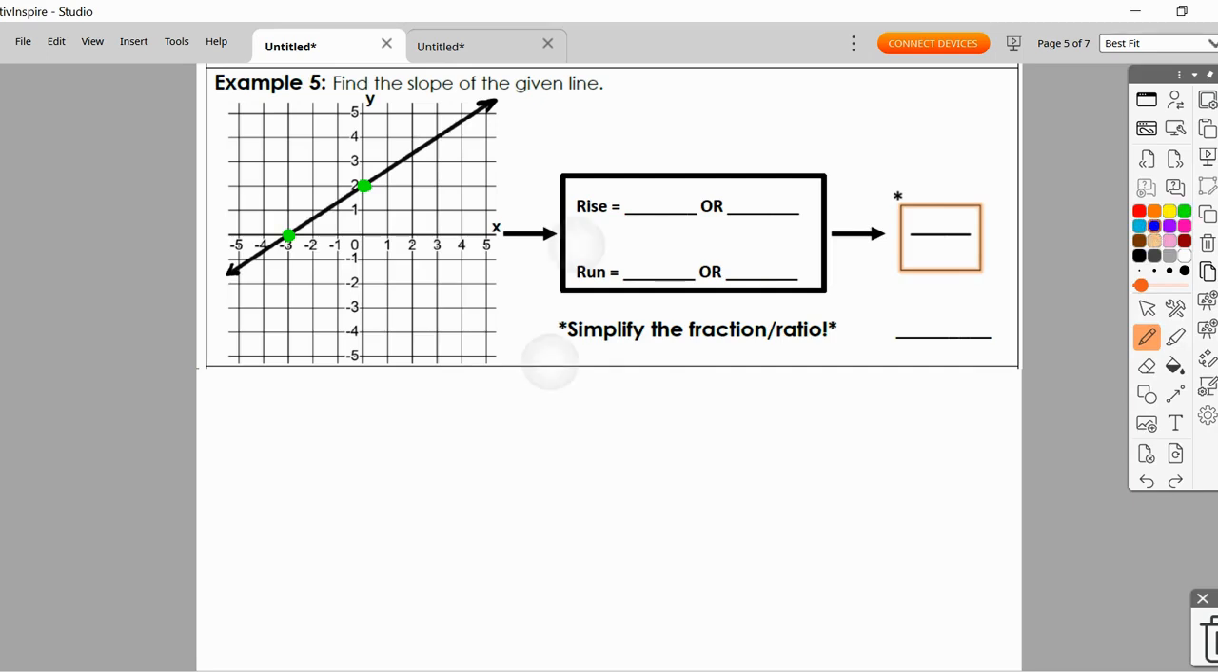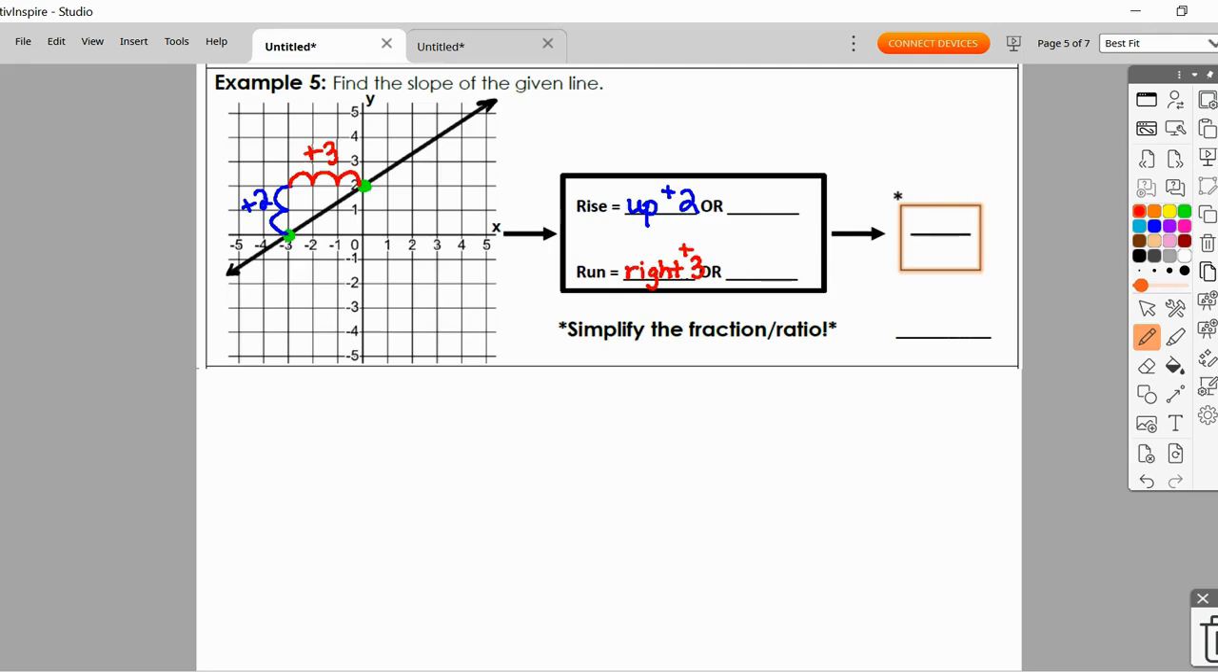So my rise is going to be up from this point 2. That's going to get me in line with my next point to help me connect the run. Because I went up 2, that's going to be a positive 2. I then go ahead and connect my 2 points together by moving to the right 1, 2, 3. Since I moved right 3, that's going to be a positive 3.